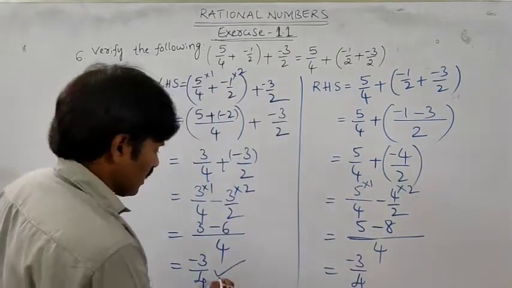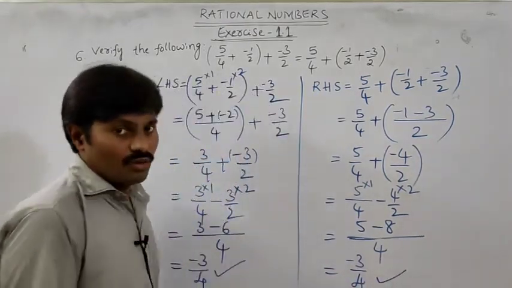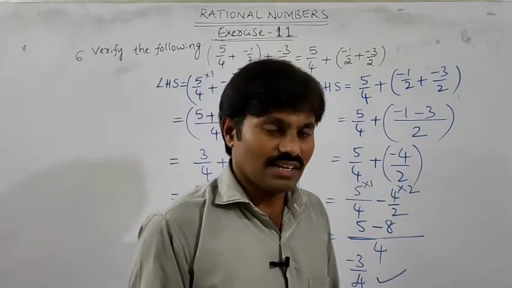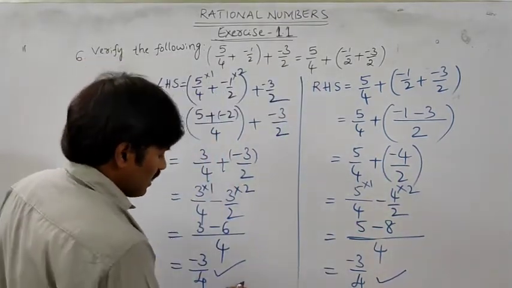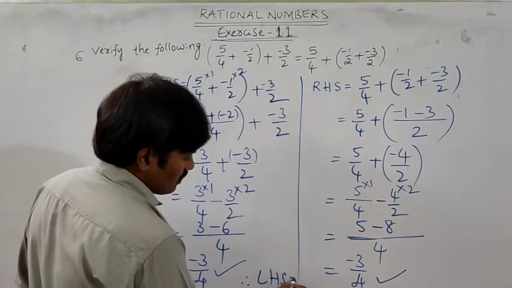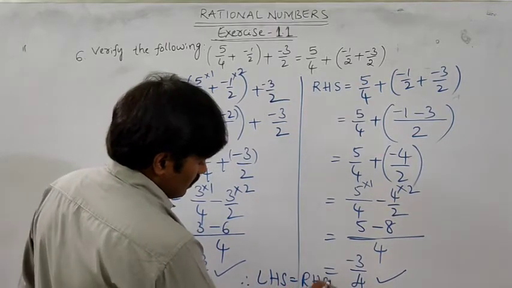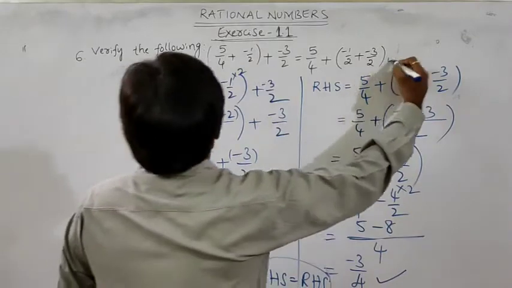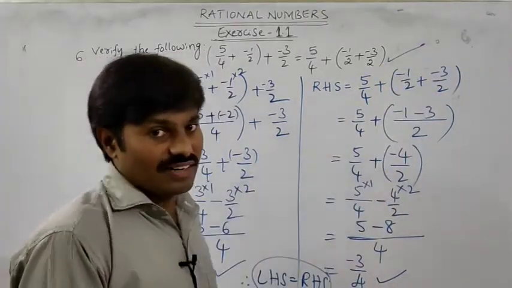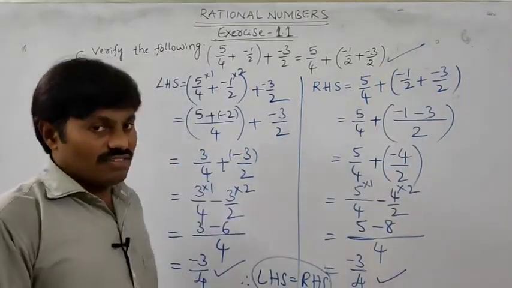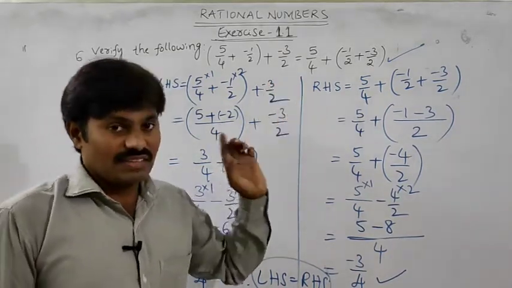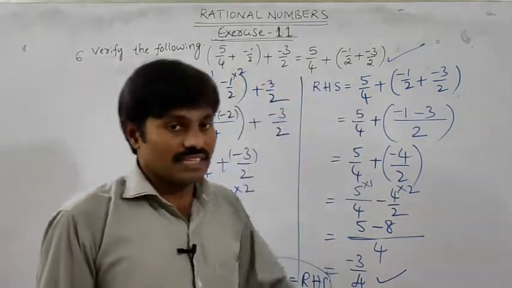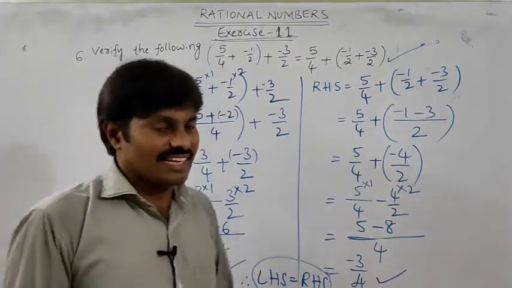Now if you observe the LHS and RHS parts, do both have the same answer? Yes, we got the same answer. Then what can we conclude? We can conclude that LHS is equal to RHS. That means it is verified. Hence verified. In this way we have to solve this problem. Which property is it satisfying? Yes, it is the associative property under addition. Is it clear, my friends?